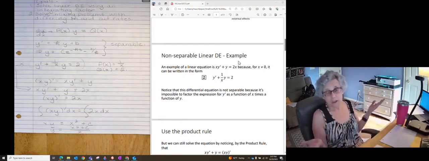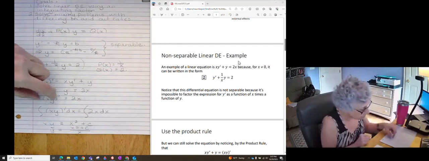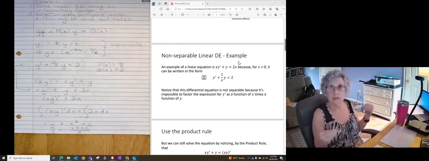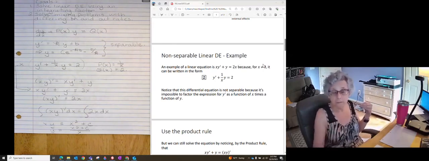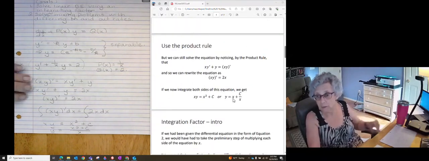Well, the magic is that you can come up with the perfect function to multiply both sides by to turn your left-hand side into a product rule. We just have to figure out what that is.